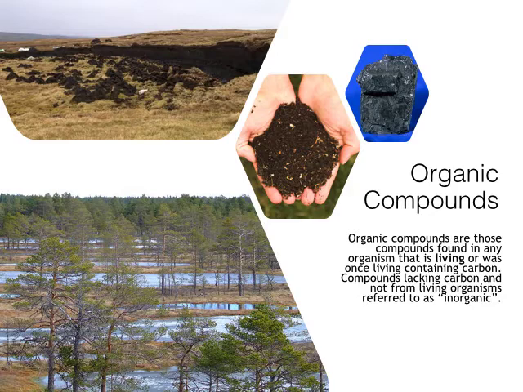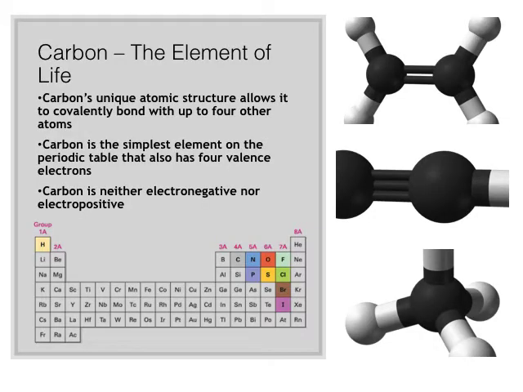Organic compounds are those compounds found in any organism that is living or was once living containing carbon. Compounds lacking carbon and not from living organisms are referred to as inorganic. Hence, we say that carbon is the element of life. Carbon's unique atomic structure allows it to covalently bond up to four other atoms. Carbon is the simplest element on the periodic table that has four valence electrons, and carbon is neither electronegative nor electropositive.